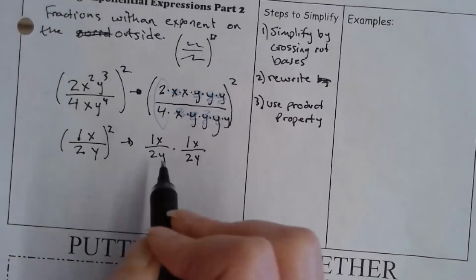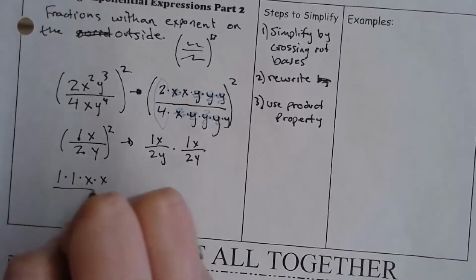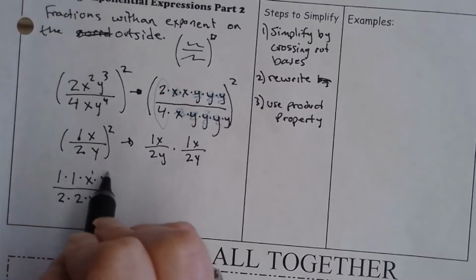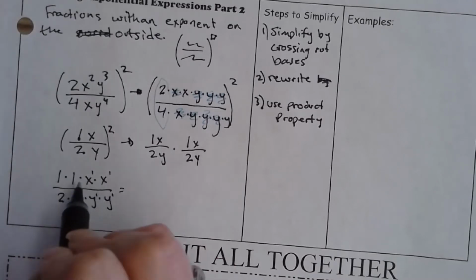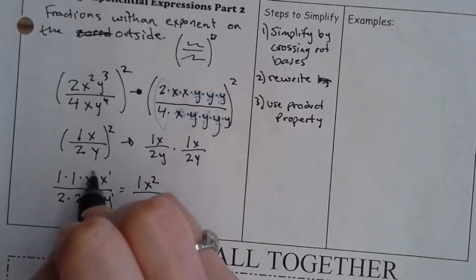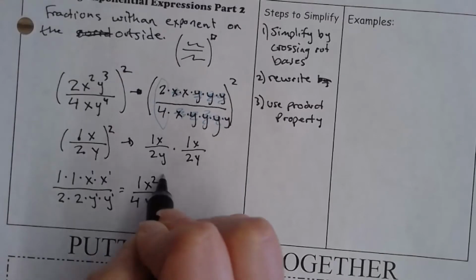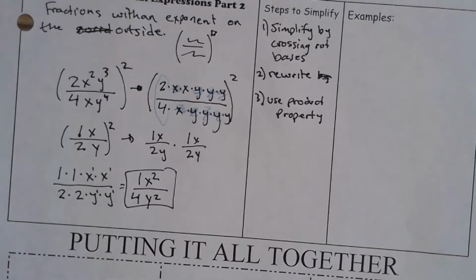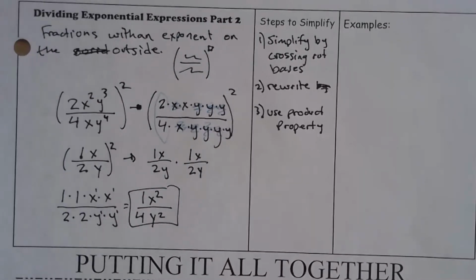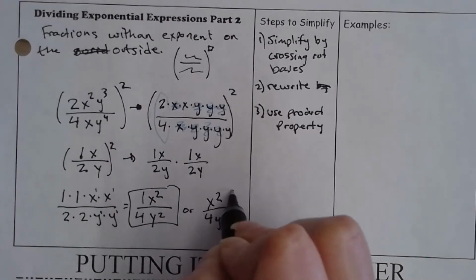Okay, remember the product property says I have 1 times x over 2 times y times y, and I could just take and add these exponents. So 1 times 1 is 1. X times x is x squared, adding those exponents. 2 times 2 is 4. Y times y is y squared. So my answer is 1x squared over 4y squared. Okay, or you could just write it as x squared over 4y squared.